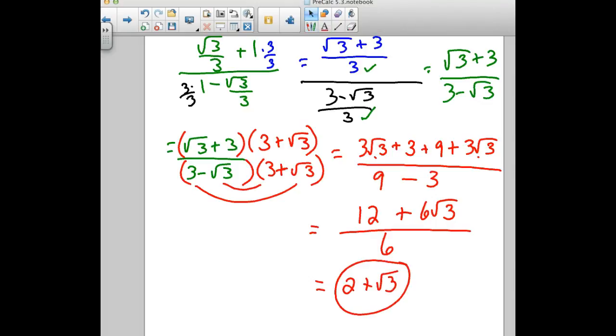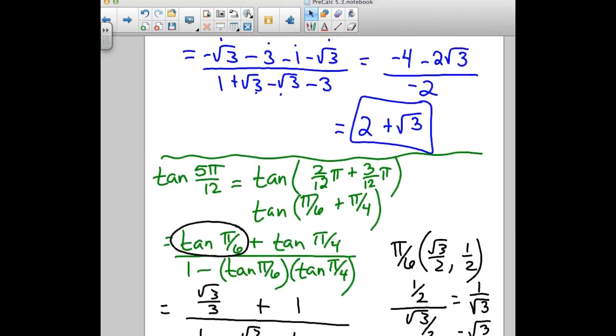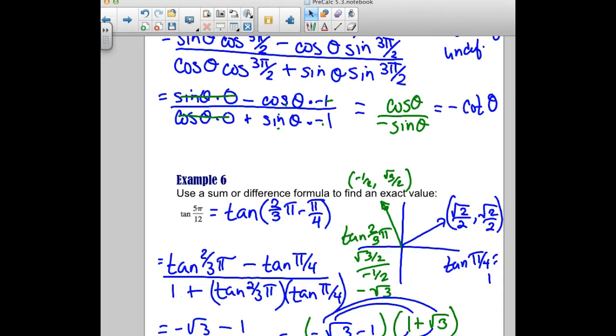So I'm just showing you that there are a couple different options when you look at trying to split up something like a 5 pi over 12. Different ways of doing that can lead to different processes, but still the same final answer.